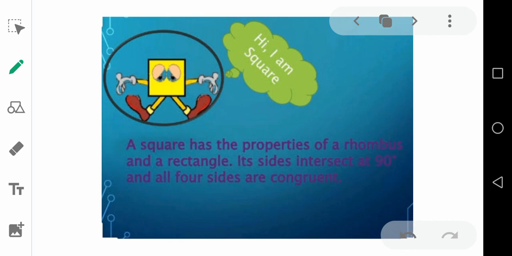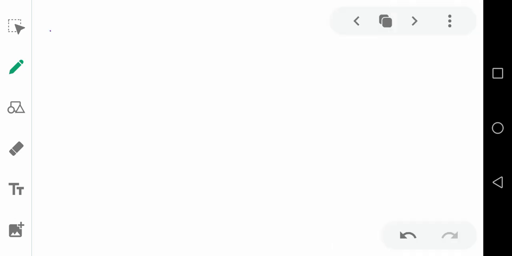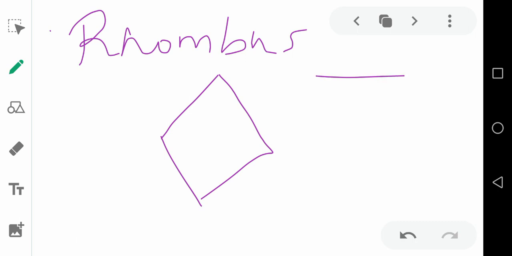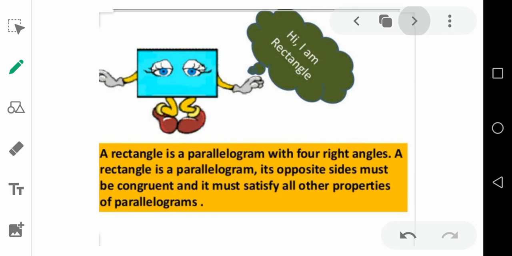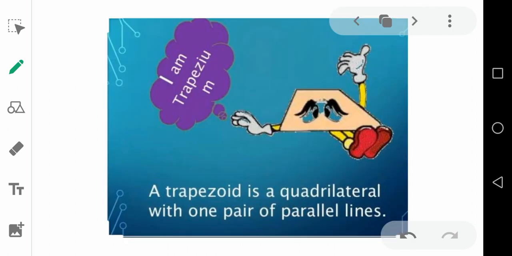Square. A square has the properties of a rhombus. Before that, you should know what a rhombus is, right? A rhombus is a parallelogram in which all sides are equal. Okay, parallelogram means opposite sides should be parallel, and if all the sides are equal, then it becomes a rhombus. Okay, so that is a rhombus. Now coming to the next one.